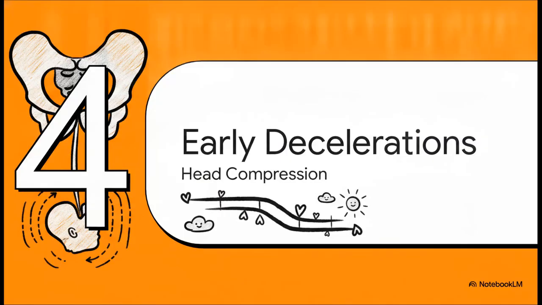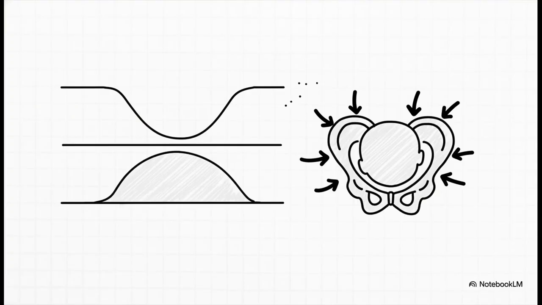Section 4, Early Decelerations, which relate to head compression. Now we're moving from increases to dips in the heart rate. But don't panic. This is actually a completely normal sign. And this brilliantly illustrates the mechanical reality of childbirth. The fetal heart rate dips slightly right at the start of a contraction. It literally perfectly mirrors the mother's contraction. When the contraction builds up, the heart rate dips down, and it recovers exactly by the end.